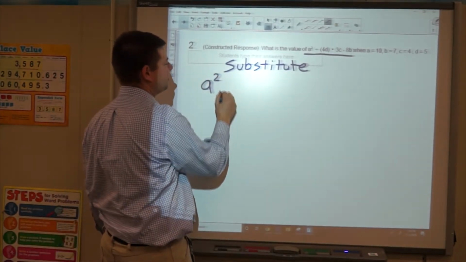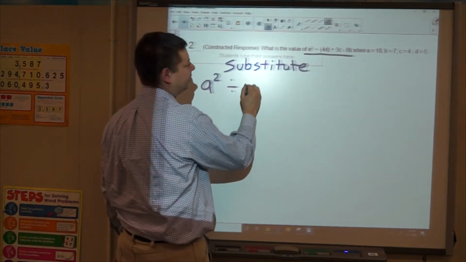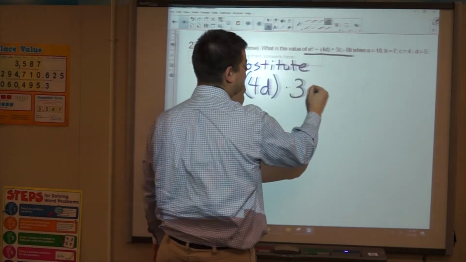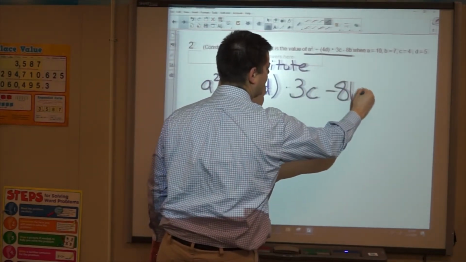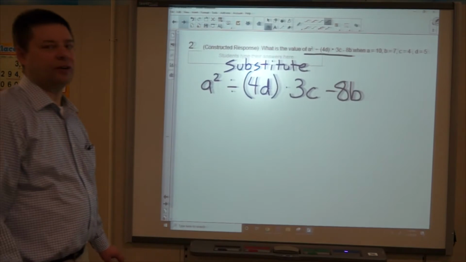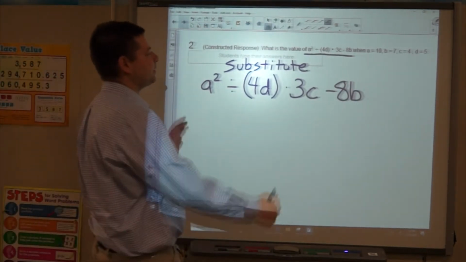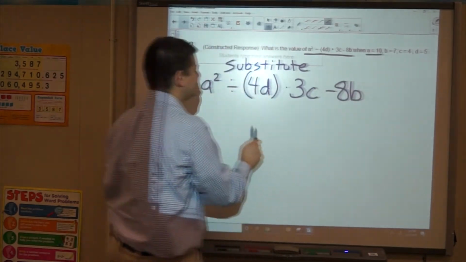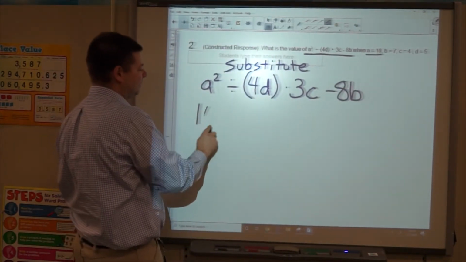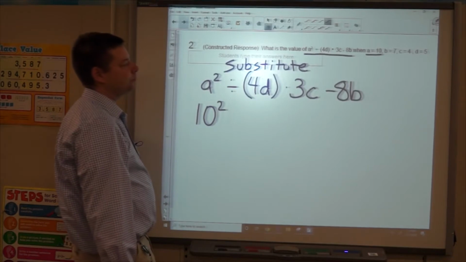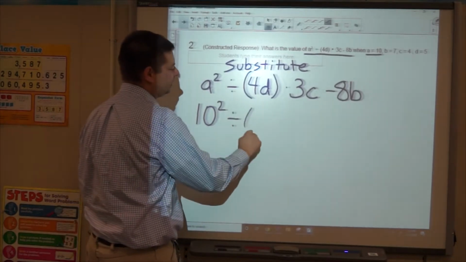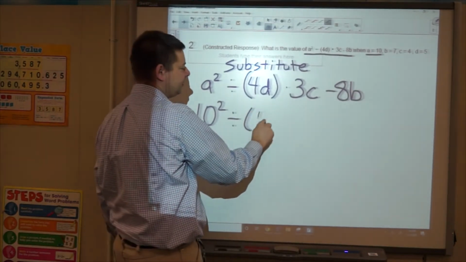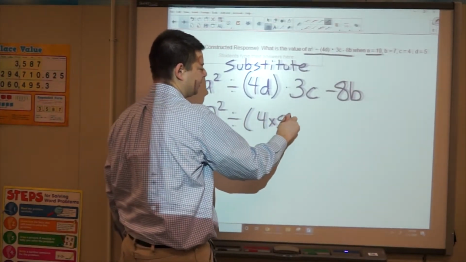So I'm going to write it out first just so we can all see it very clearly. Okay, so there they all are. There's all my numbers, right? Everything that's in that expression. Now it says a equals 10. So I'm going to take out a and put in 10. That's going to be 10 squared. It says that d is equal to 5. So remember, this is 4 times d. So it's going to be 4 times 5.